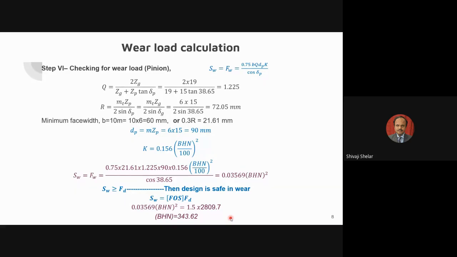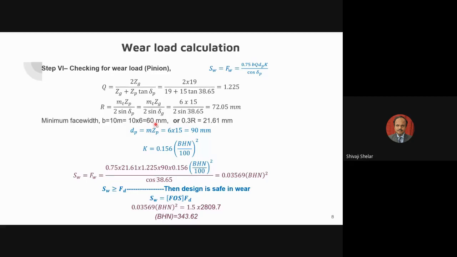Since they have not talked about contact space anywhere in the problem, we are not doing any calculation for contact space here. What is required? They have asked module, so we have selected module. They have asked face width, so we have selected face width, and minimum face width is this much.